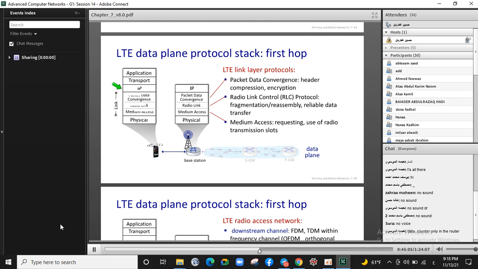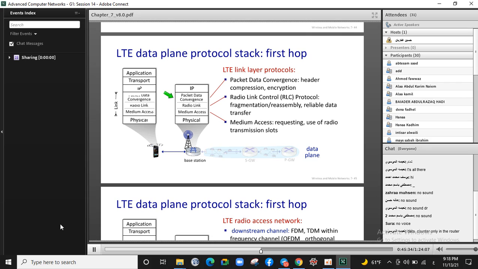Okay, look at this slide, slide 45. Something interesting is shown in this slide. This is my cell phone on the left side, which is connected to a base station or node B. Okay, look at the protocol stack of these two devices, my cell phone and a node B.